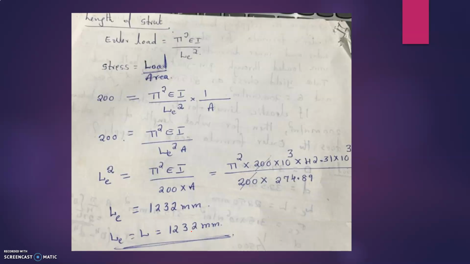Okay, like this you can compare Euler's and Rankine's critical or crippling load, and also calculate the length. I hope all of you understood.